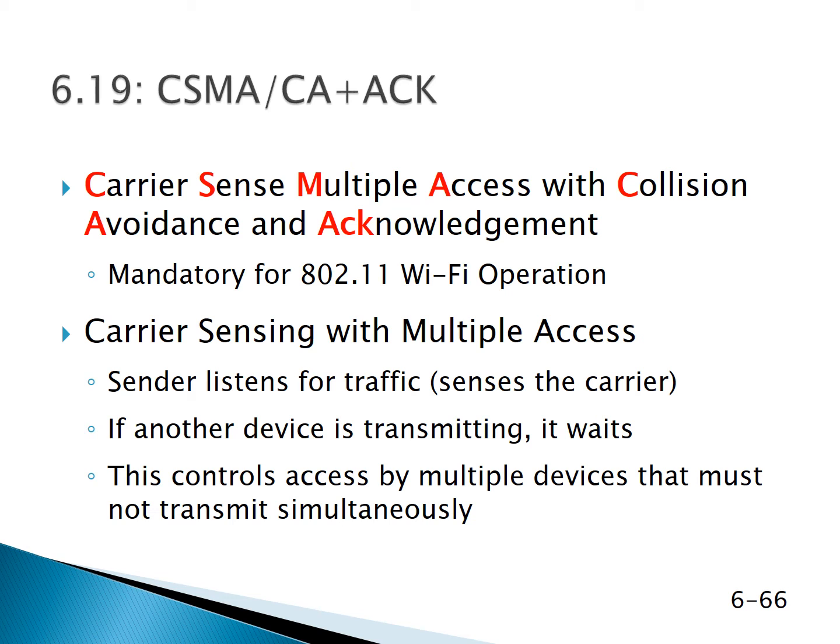So basically what they do is carrier sensing. The sender will listen for traffic, so it will sense who is actually using the channel. So if another device is transmitting, then you will wait. This controls access by multiple devices that must not transmit simultaneously. So everyone, before transmitting, will have to sense. You have to see whether there is traffic.